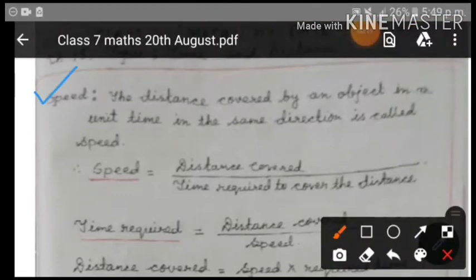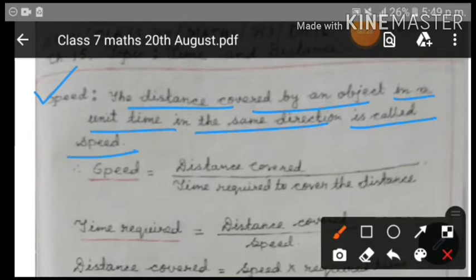What is speed? The distance covered by an object in a unit time in the same direction is called the speed. That means whenever any particular distance is covered by any object in a given span of unit time, say 1 second, 1 minute, 1 hour, etc., in the same direction, it is called the speed.